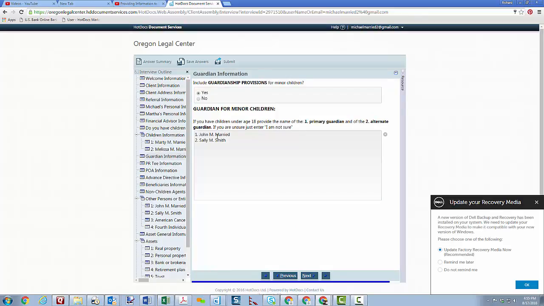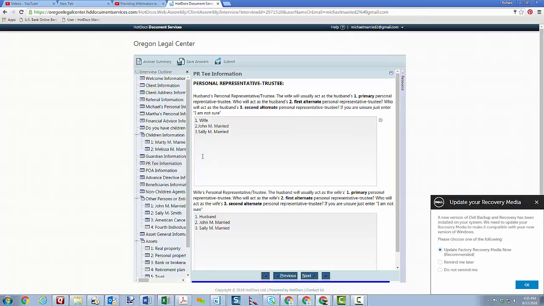In this case, the children are under 18, so you are going to say yes for include a guardian. If you say yes, then you're asked to provide the names of people who would act for you as guardians for your children. The next screen is trustee information and personal representative information. You can go ahead and fill it in for the husband and for the wife.